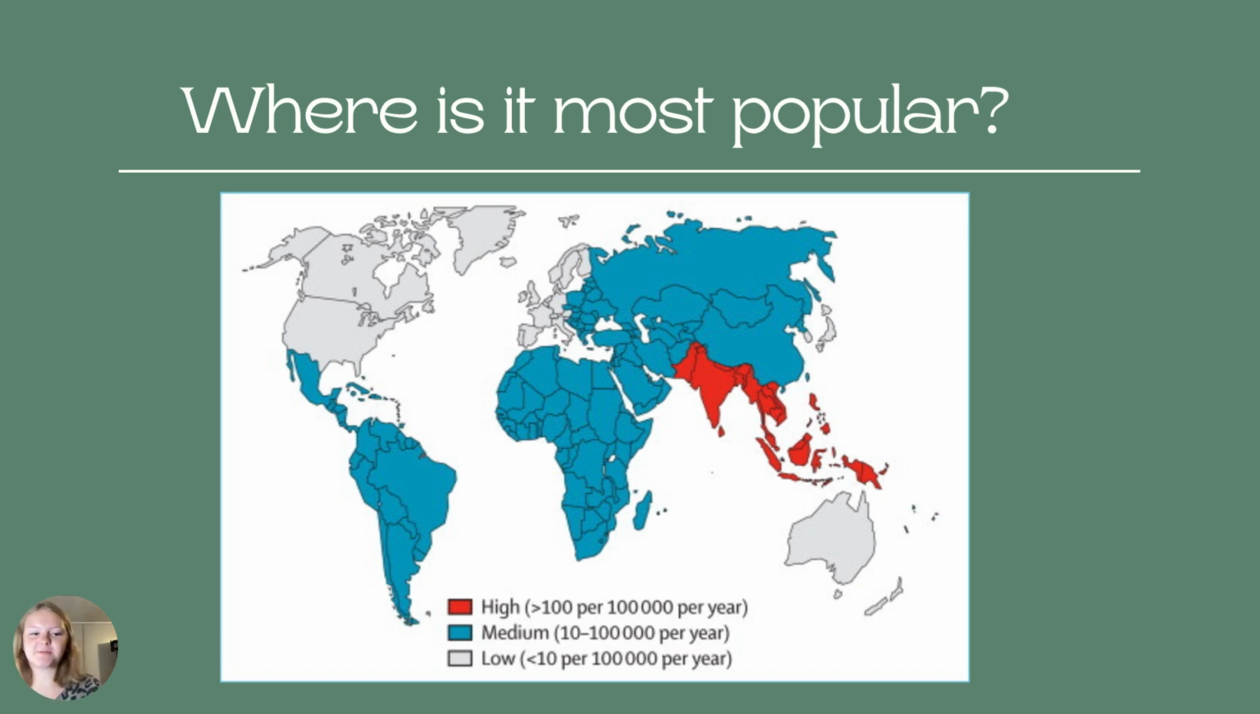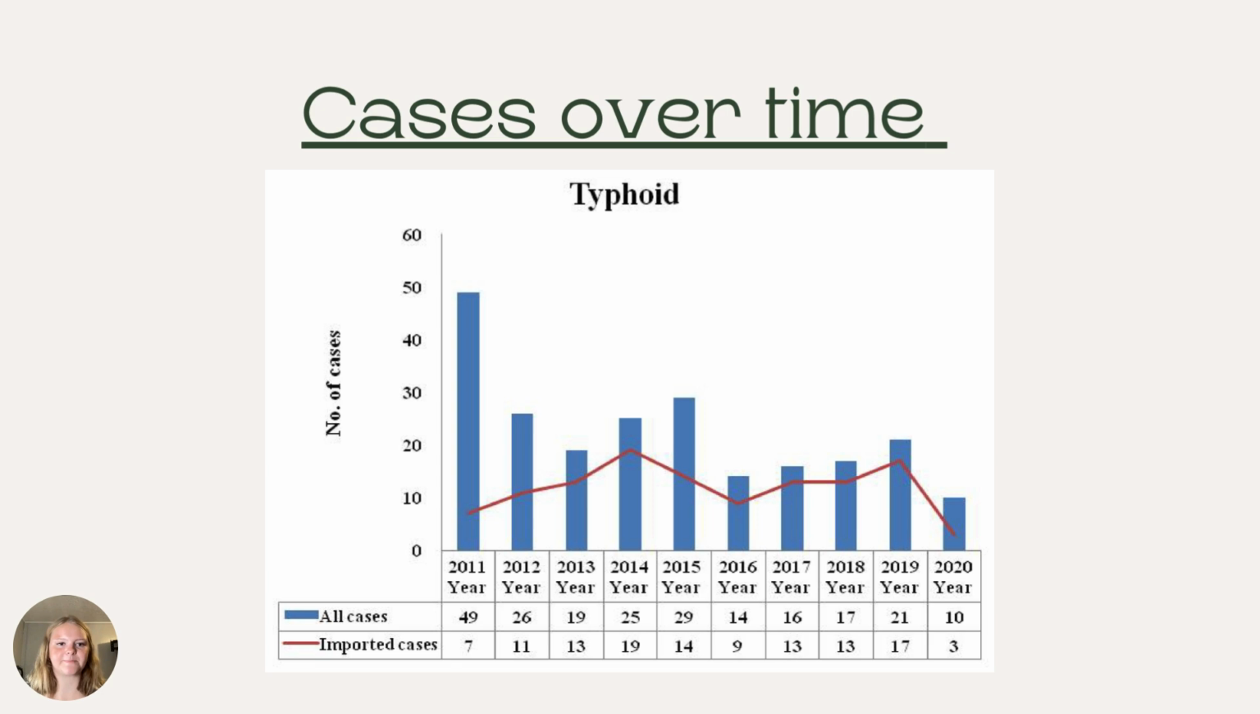So, where is it most prevalent? In the US, we rarely see cases of it, but in these developing countries, it can be very prominent, and especially in the northeastern countries, it can be pretty bad. And like you can see, it's mostly underdeveloped countries that are causing that.